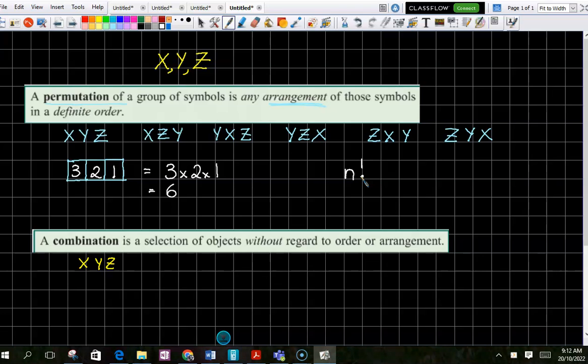The multiplication of all the numbers leading up to. So pretty simply, yep, something like 7 factorial would just be 7 times 6 times 5 times 4 times 3 times 2 times 1. Easy?